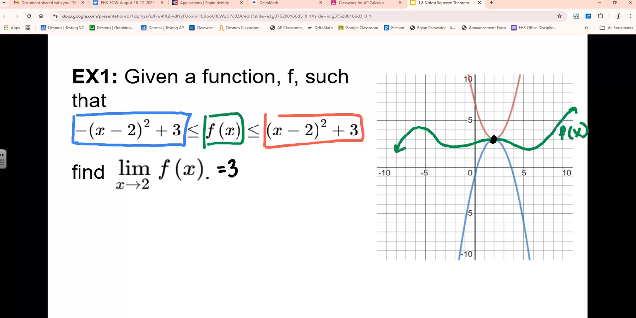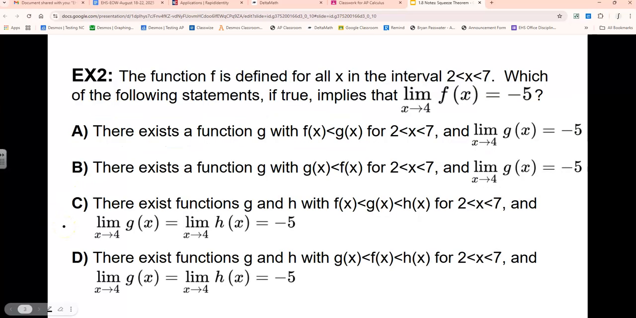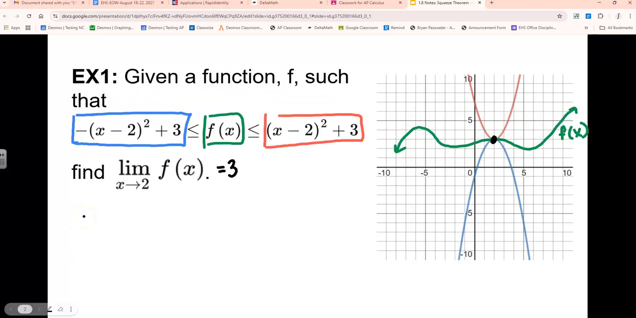Okay, now that one gave us a graph. So if you have a graph, it makes it a lot easier to see from that. Oh, wait. I didn't put one in here that doesn't have a graph. Let's pretend the graph was not there. Okay? If the graph was not there, how would we decide what the limit was?